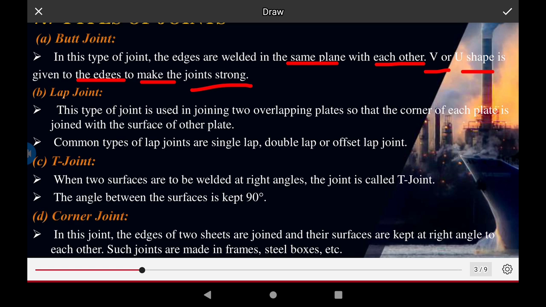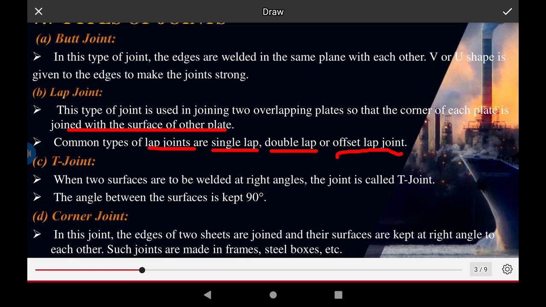Lap joint. This type of joint is used for joining two overlapping plates. One plate is over the second plate; this is the overlapping joint. Each plate is joined on the surface of the other plate. The common types of lap joint are single lap, double lap, and offset lap joint.